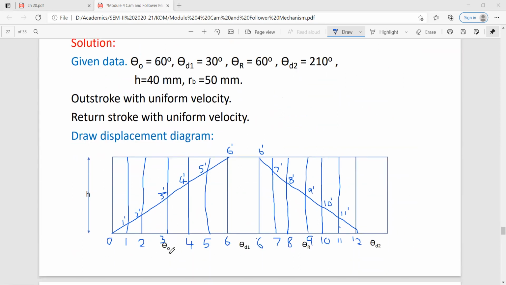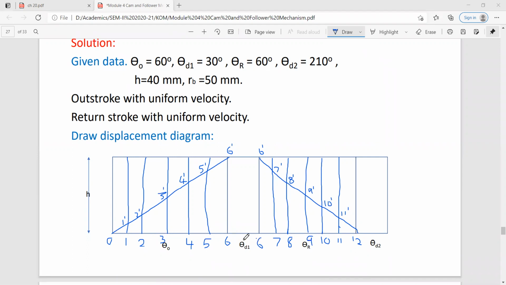First there is rise of follower through 60-degree. This length theta 0 is any length, but height is compulsorily your stroke length of the follower, meaning how much maximum travel it will move from lowest position to highest position. That must be reflected as the height of this rectangle.